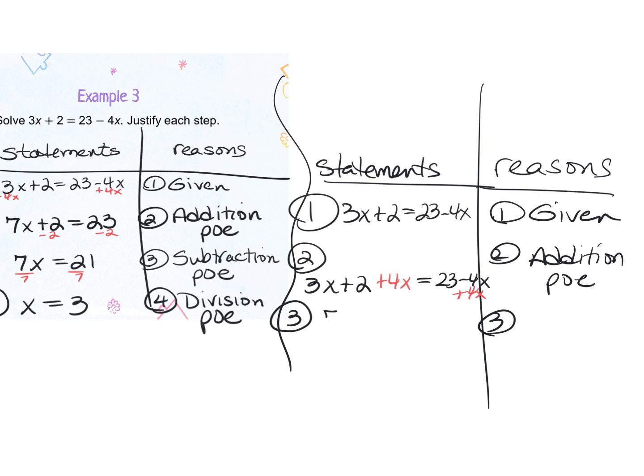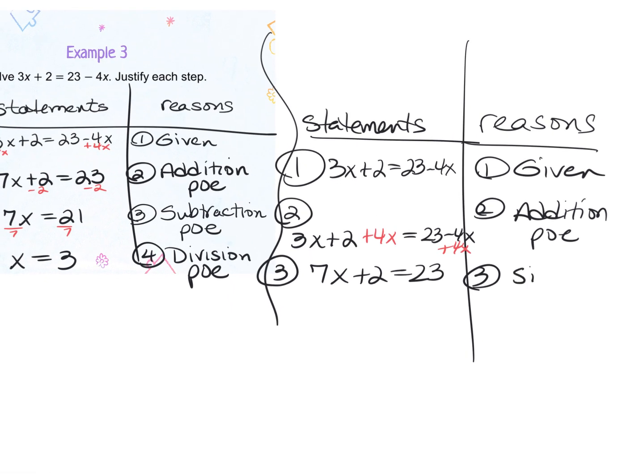So then now we would go to the 7x plus 2 equals 23. And then this reason is going to be simplify. Or another valid reason would be combine like terms, because I combined 3x and 4x. You wouldn't say addition because we're just combining like terms. So this is an alternate way to do this.